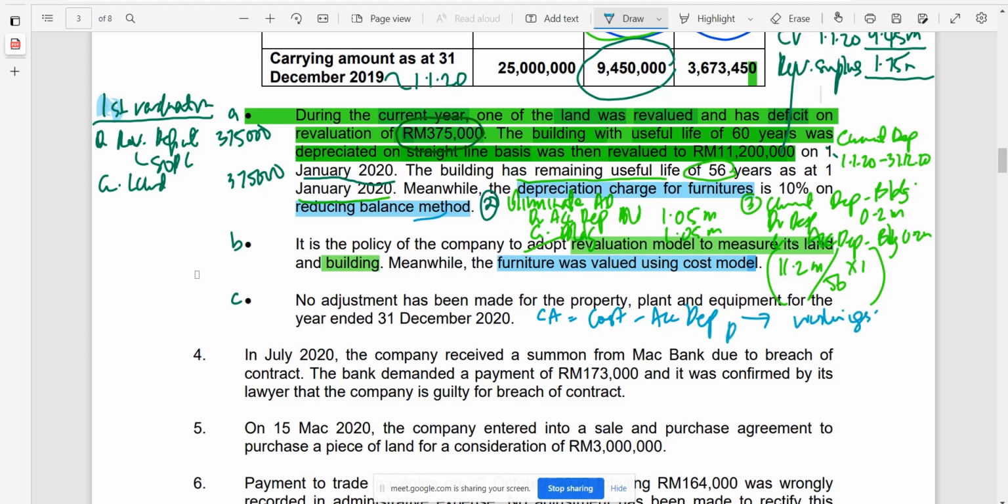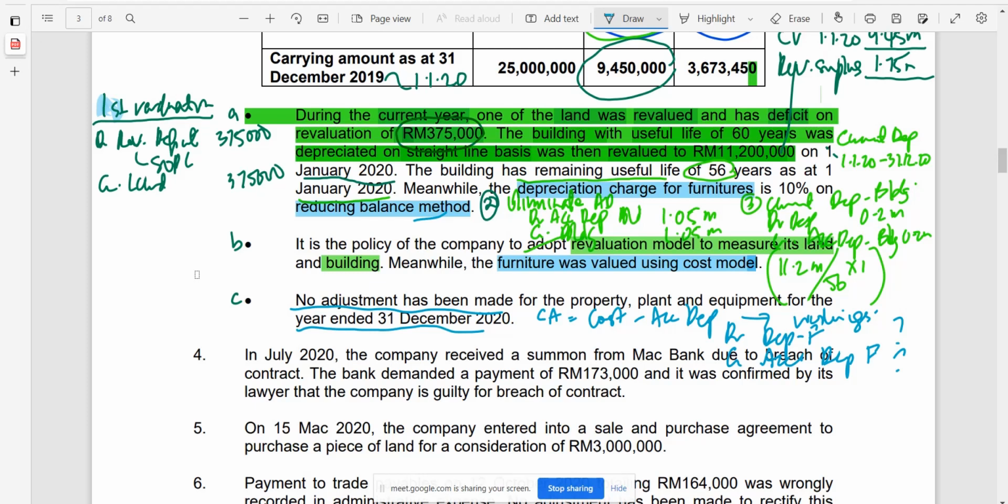But the journal entry will be to debit depreciation furniture, credit accumulated depreciation furniture. But you need to find out how much. We'll do that in the working. So number C is just the information telling you that no adjustment for all transactions on PPE has yet been made. No adjustment has been made.